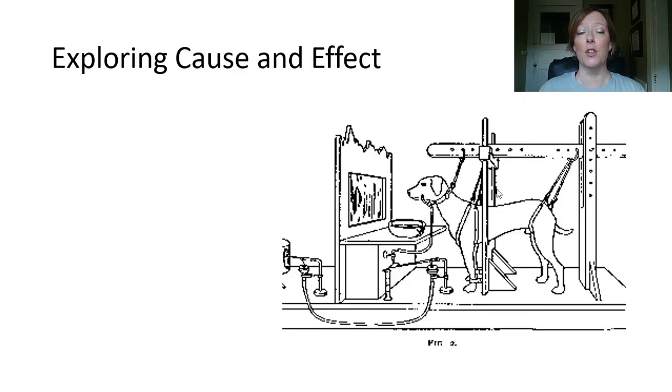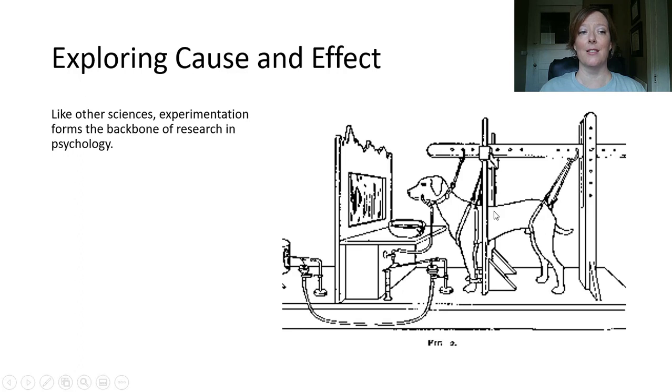Okay. So first we're going to talk about cause and effect. In our last video when we were discussing correlation, you might remember that I said that experimenting was the only way that you could say that one factor caused another. So like in other sciences, experimentation forms the backbone. It really forms the foundation of research in psychology. Basically what that means is you can't observe your way to a hypothesis. You can't survey your way to testing out a theory. You have to be able to say conclusively if one thing causes another.